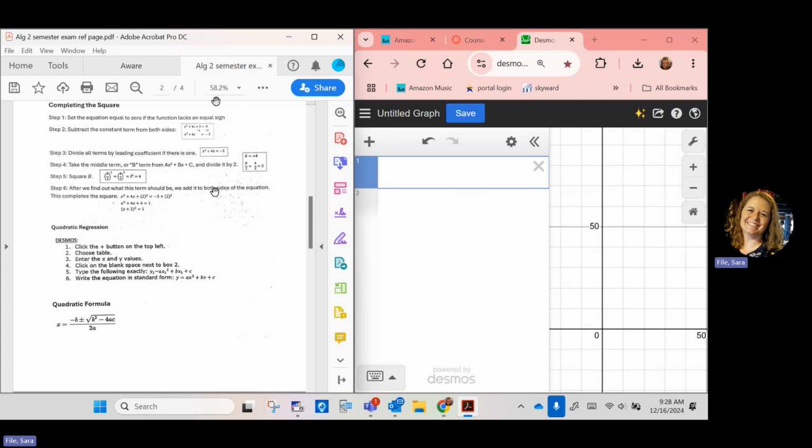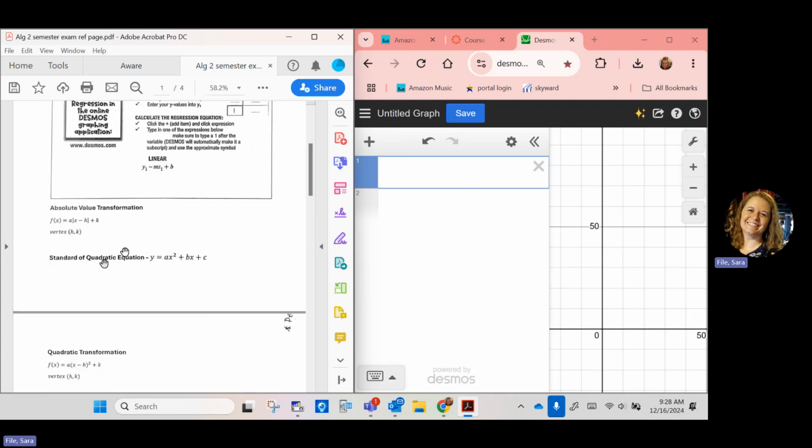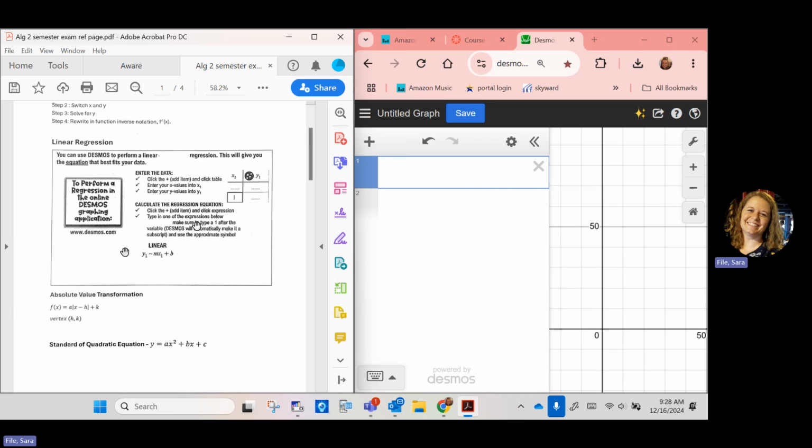So again, those steps that I did to get the regression are listed here on this reference sheet. You don't have to have these steps memorized. If you bring your reference sheet that I gave you last week, it tells you you're going to hit the plus button, add the table, and then you're going to type in your data.